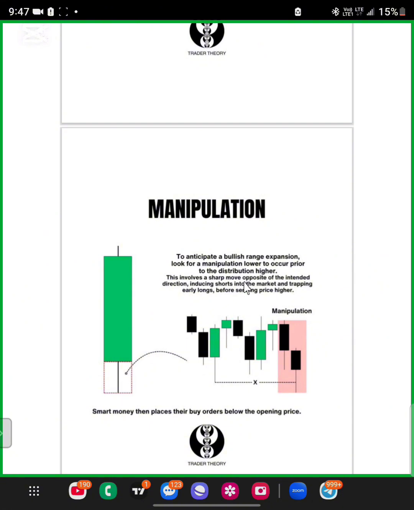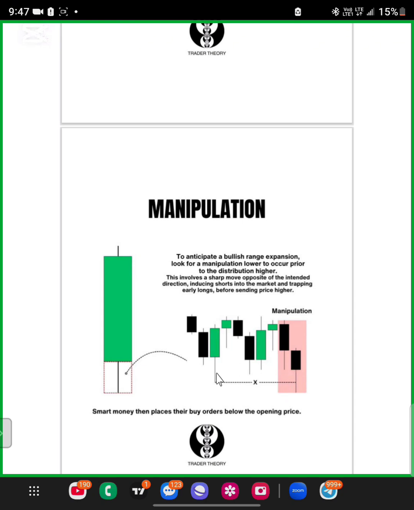So this involves a sharp move opposite of the intended direction. Remember, the first move is the manipulation. So this involves a sharp move opposite of the intended direction, inducing shorts into the market and trapping early longs. The longs are the people who went for a buy earlier, before price was sent higher. Now this will always haunt your stop loss.